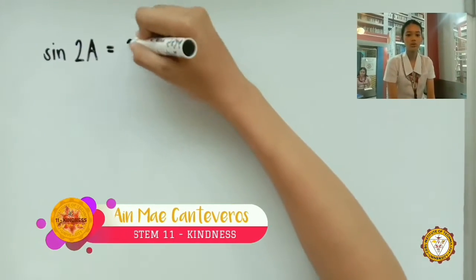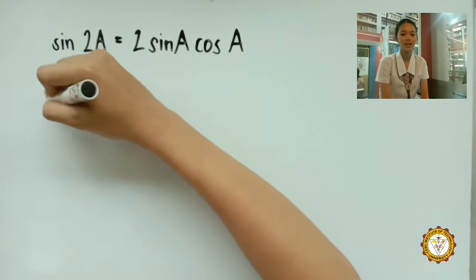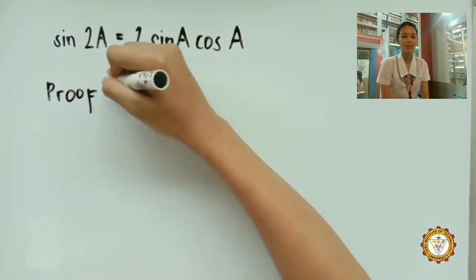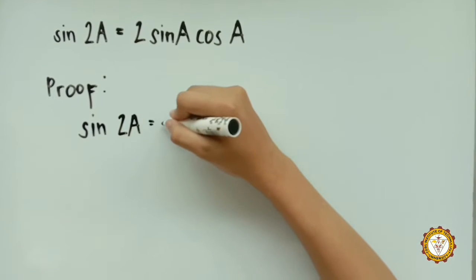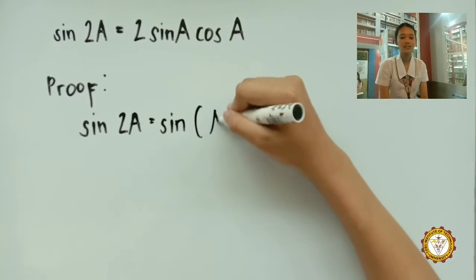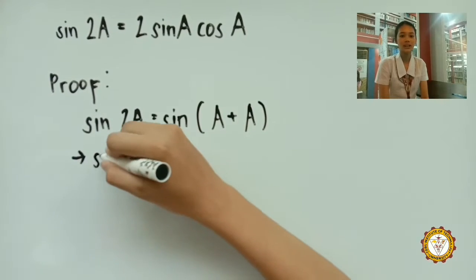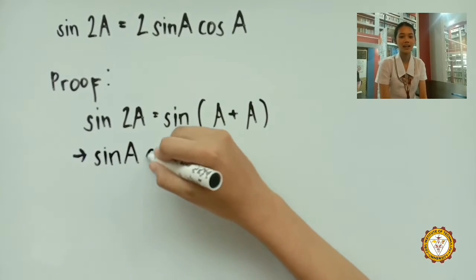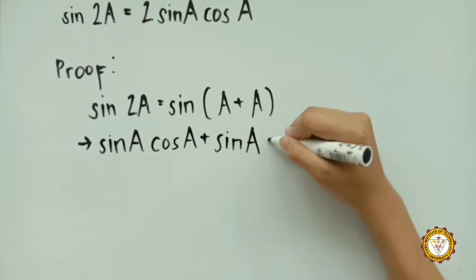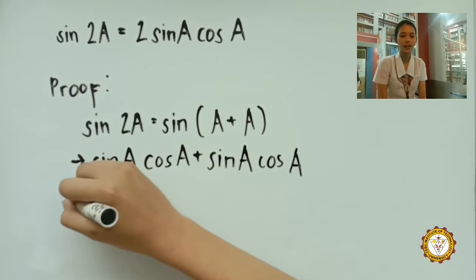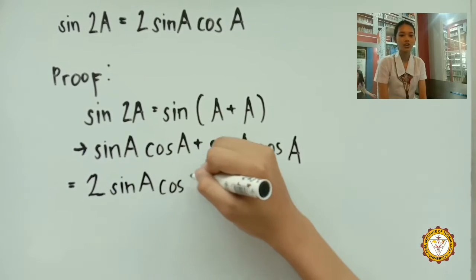Equals 2 sine A cosine A. Sine 2A can be written as sine of A plus A. In the sum and difference identities, sine of A plus A is equal to sine A cosine A plus sine A cosine A. Then combine like terms, and it will be equal to 2 sine A cosine A.